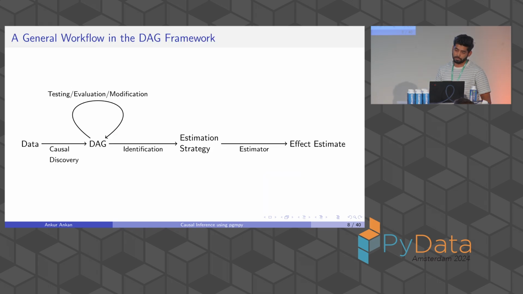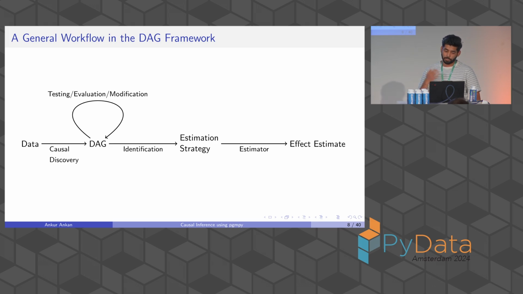So if we want to do causal discovery, so trying to build that graph from data, or to estimate any effect, this is usually our general workflow. We start with some data, we run a causal discovery algorithm on it, and we get a causal graph. This graph, in most cases, would be very inaccurate, and would require a bunch of manual intervention to test, evaluate, and modify it.